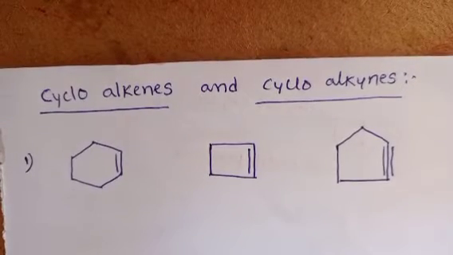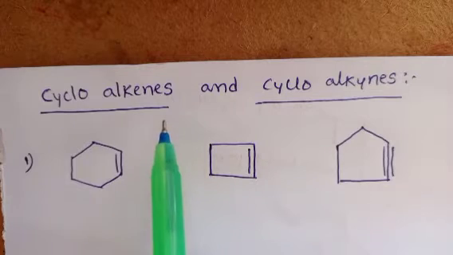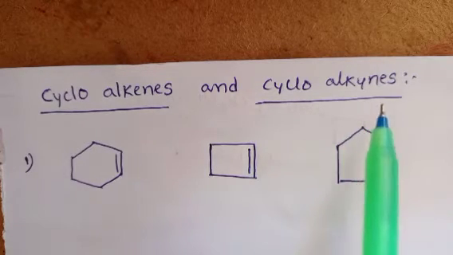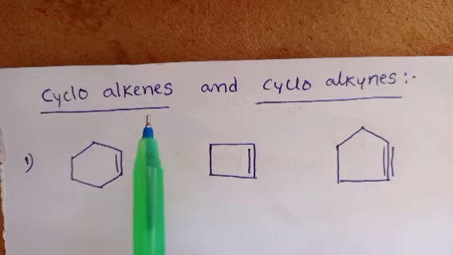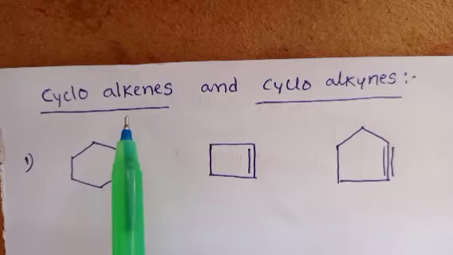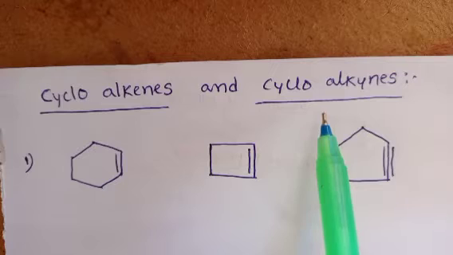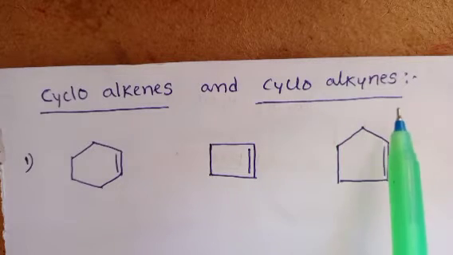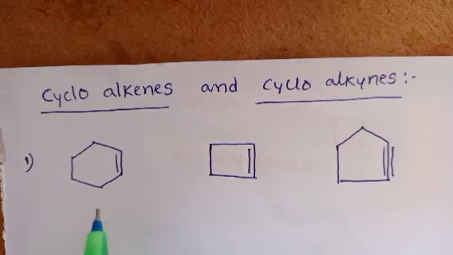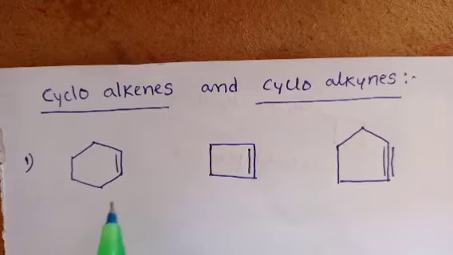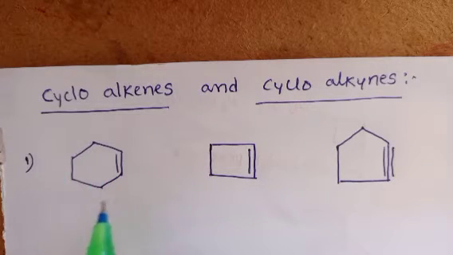Hi children, today I will explain about cycloalkenes and cycloalkynes. Cycloalkenes means a cyclic group that contains a double bond. Cycloalkynes means a cyclic group that contains a triple bond. Right. First example. What type of cyclic compound is this?